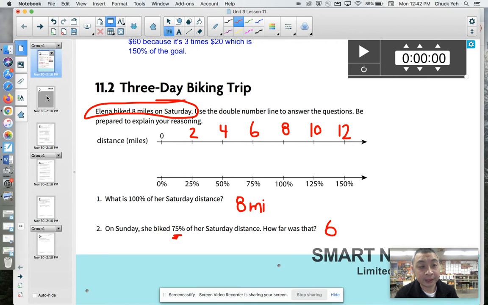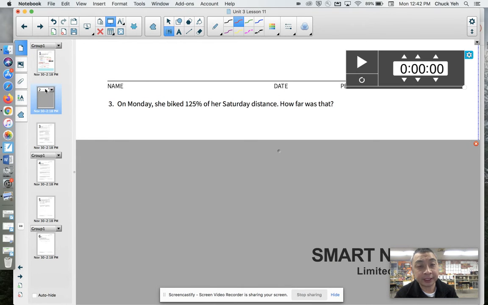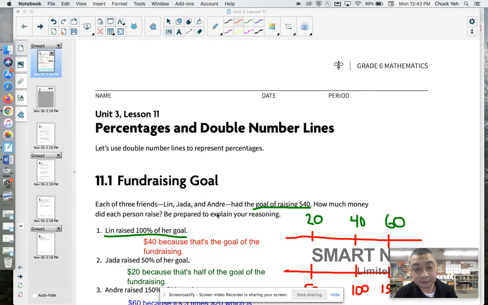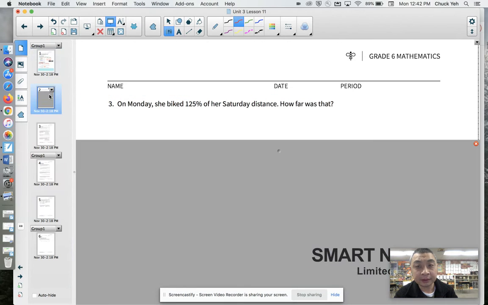Number 3. On Monday, she biked 125% of her Saturday distance. How far was that? So 125%? 10. All right, so 10 miles.